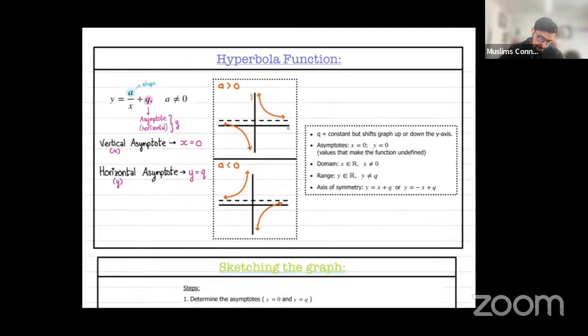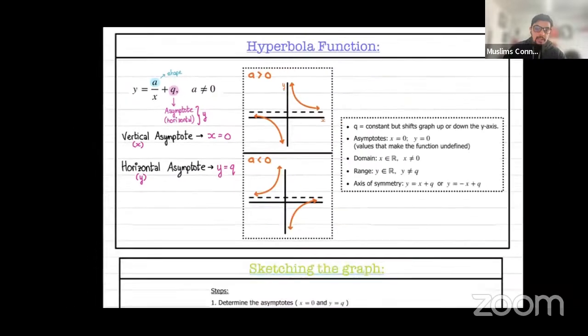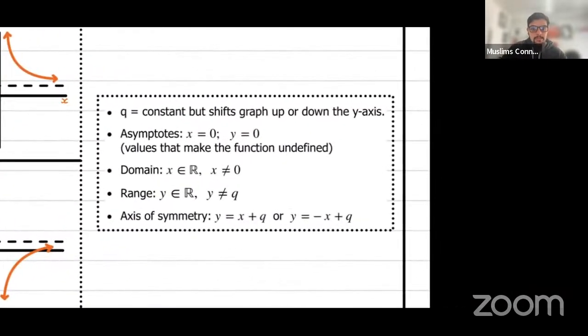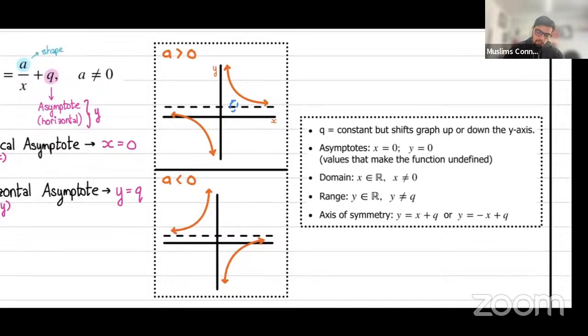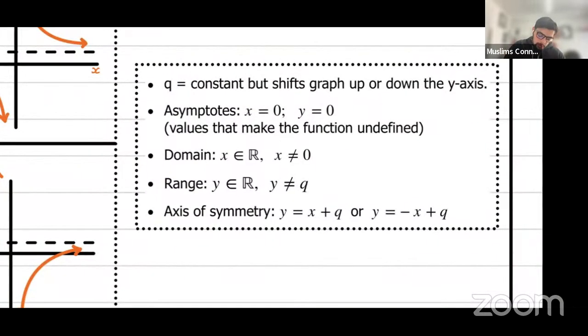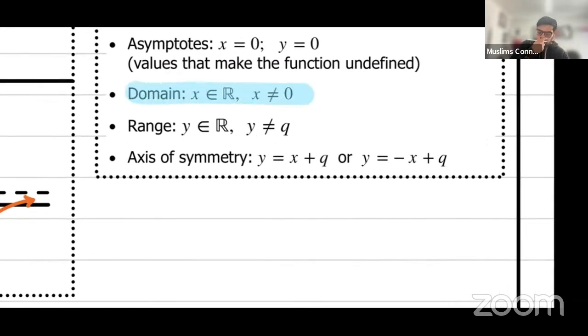Cool. Am I missing anything? Of course, a can't be 0. Q is a constant that shifts the graph up or down the y-axis. So depending where I move Q, this line would move, and of course the whole function would move. Asymptotes: x is equal to 0, y is equal to q, values that make the function undefined. It's not always y is equal to 0, but it's always x is equal to 0 because we're not dealing yet with a vertical shift of the asymptote. This is important. The domain is x is an element of reals, but x is not equal to 0. And the range is y is an element of reals, but y is not equal to q.